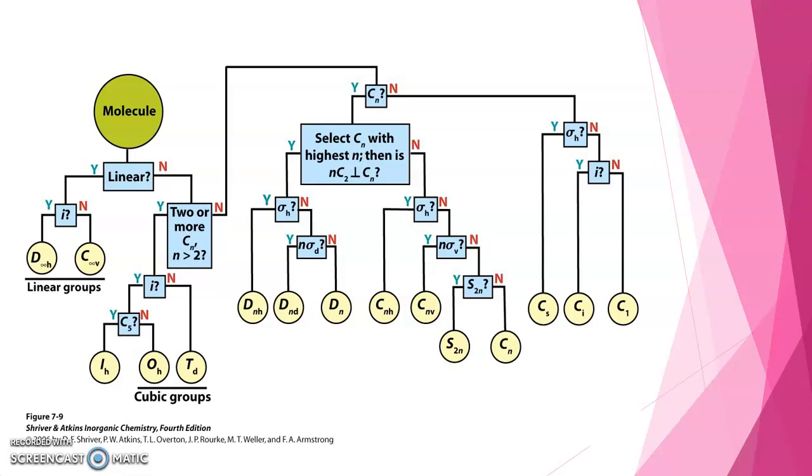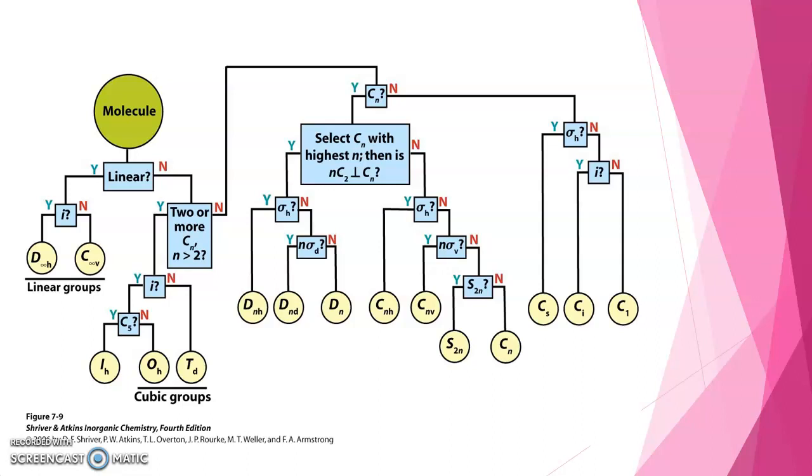Next, if the molecule is not linear, then we go to the second step. If the molecule has two or more Cn axes of order greater than 2, the molecule satisfies this condition, and it also has the center of symmetry, then we go to the next step. Does the molecule have a C5 axis? If the molecule has two or more Cn axes, then center of inversion, then a C5 axis of symmetry, then the point group of the molecule is Ih, that is icosahedral.